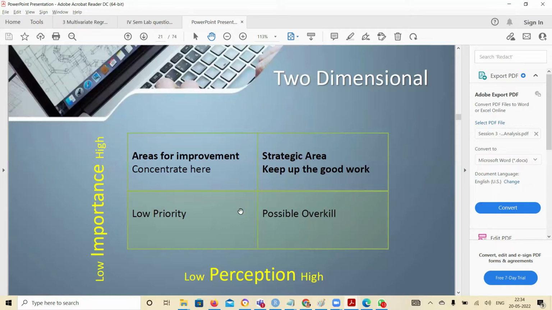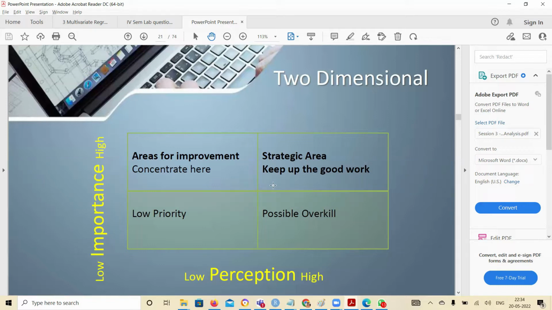Then you have, diagonally opposite of low priority, where importance is high and perception is also high. Importance high, perception high, it is a strategic area, right? You know what is important, customers also know that is important, and okay, so you can focus on it, right? You want to improve it. You're putting your focus there. So that's called strategic area, okay, which is also good, right?